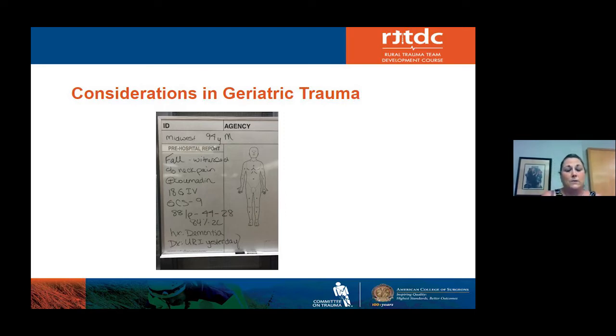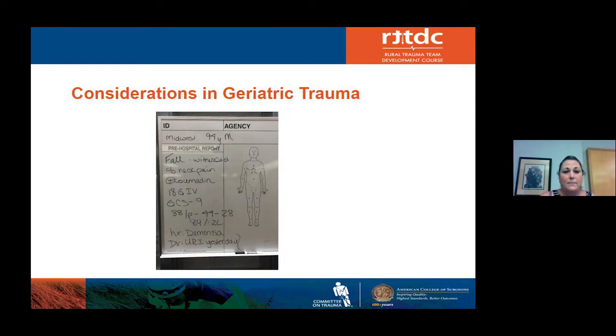Their Glasgow Coma score is a 9. And we know that with the Glasgow Coma score, we're looking at anything 8 and below, that the possibility of needing to intubate the patient. But when we're looking at the Glasgow Coma score, understanding the baselines for the patient that may interact with their Glasgow Coma score that they have.